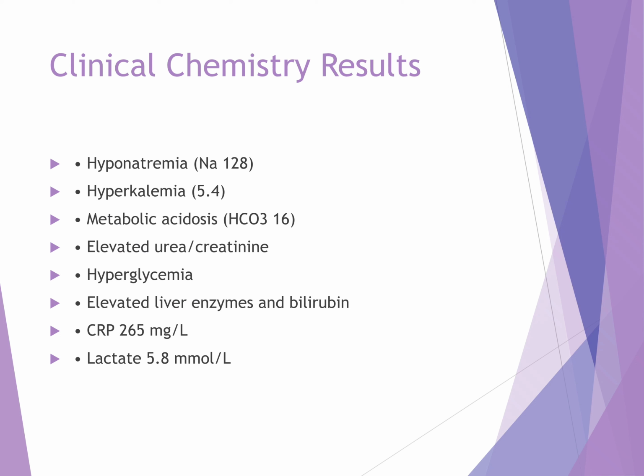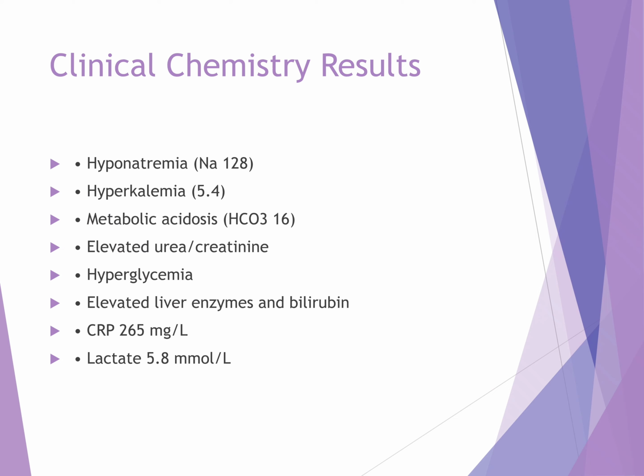Clinical chemistry results. The clinical chemistry results show several abnormalities. Firstly, the patient has hyponatremia with a sodium concentration of 128 millimoles per liter. Hyponatremia is commonly observed in severe infections and pneumonia and may be associated with syndrome of inappropriate antidiuretic hormone secretion, also known as SIADH. Potassium is mildly elevated at 5.4 millimoles per liter, which may suggest renal impairment or cellular breakdown.